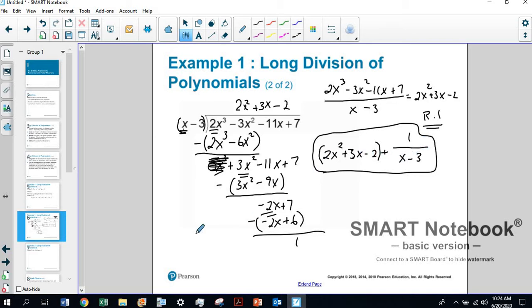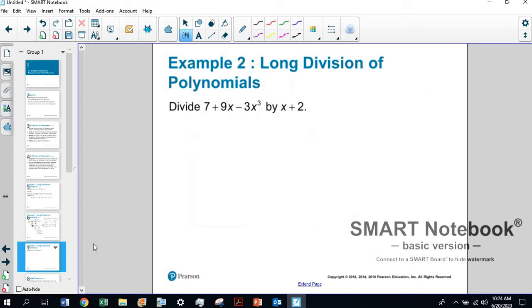All right, so with that as a primer, why don't you guys try to divide this one? Pause the video at this point and divide 7 plus 9x minus 3x cubed by x plus 2. Notice there's no squared term here. You've got to take that into account. And also make sure that you start off by writing this in standard form. Okay, so pause it, take a minute, solve it out, and we'll go over it together in a minute.